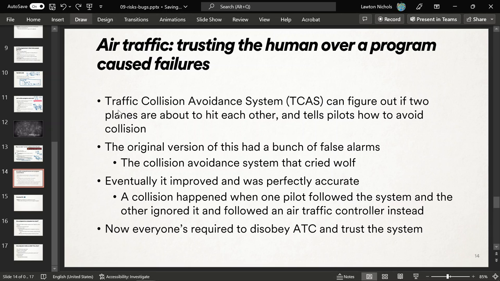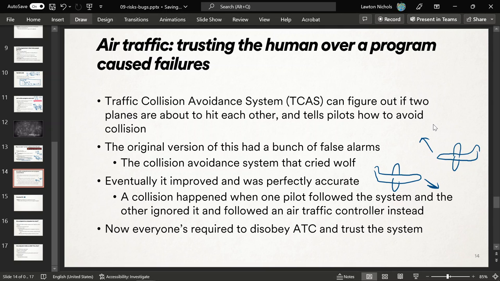And it was able to use the readings from planes that are flying next to each other, because those all have to send out a signal to each other, right? That the system could tell if two planes were about to hit each other, and it would tell the pilots how to avoid that collision. It would be like, okay, this plane over here, here's my best drawing of a plane, is getting way too close to this plane over here, and lights are going to flash, alarms are going to ring, and it's going to say, okay, plane over here, decrease altitude.